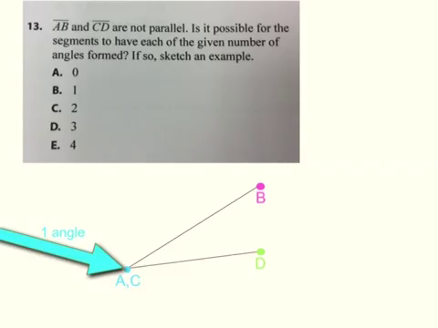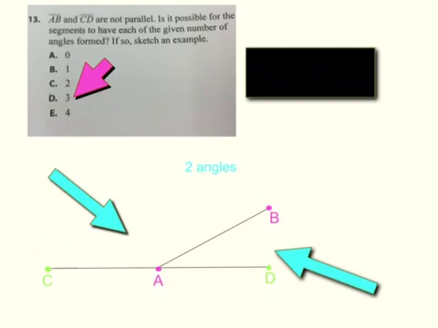For B, it is asking us if we can have one angle. Well, as you can see here, if we put line AB and line CD together, we have one angle. So for B, we would put yes, and we would sketch our angle.